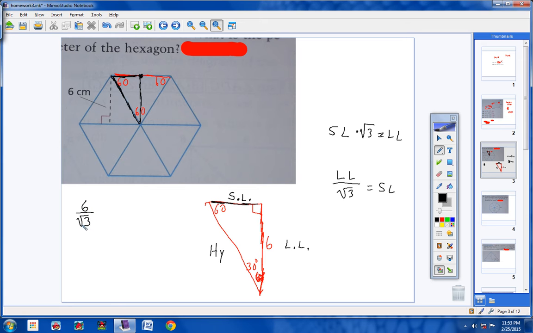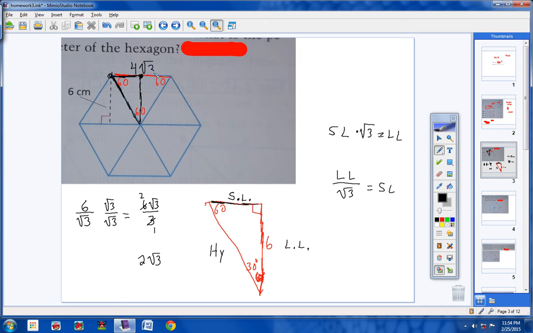Of course, you never want a radical in the denominator, so you multiply the top and the bottom by the square root of 3. If you do that correctly, you will get 6 square root of 3 over square root of 3 times square root of 3, which is 3. You can reduce your outside numbers by 3, so you're left with 2 square root of 3. Got it? So from here to here is 2 square root of 3, and from here to here is 2 square root of 3. Okay? So if you add those together, 2 square root of 3 plus 2 square root of 3, you will get 4 square root of 3.